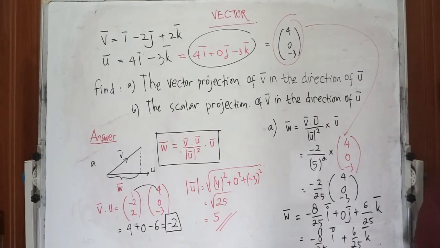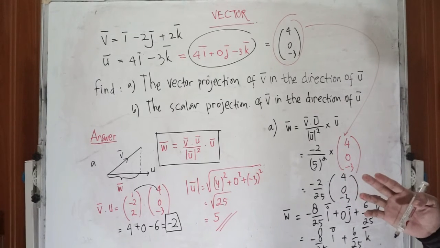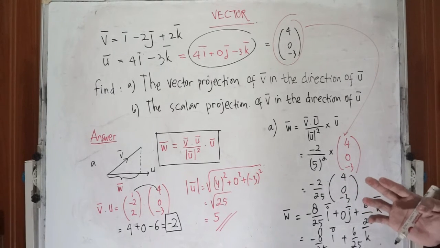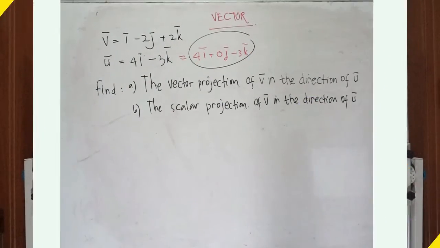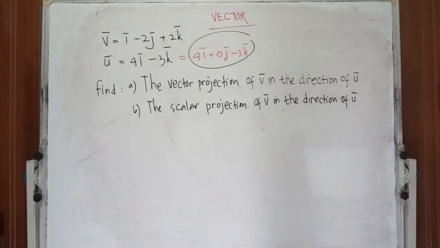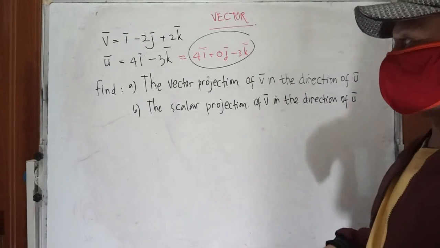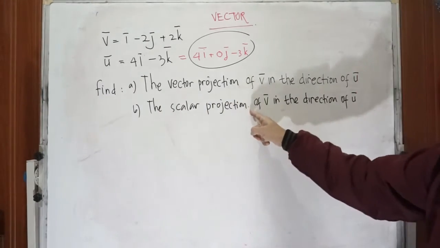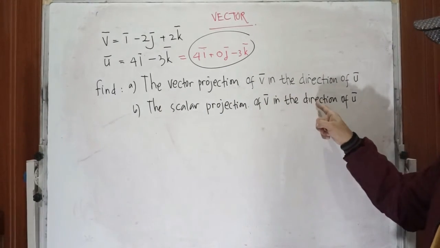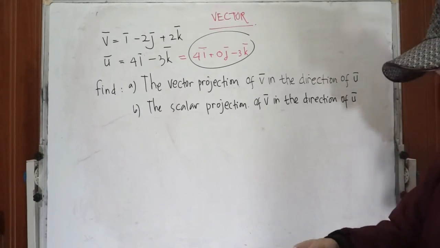Okay, so then, is it clear? This is the answer of question A. So, we go to answer question B. The question B is the scalar projection of V in the direction of U. Okay, the scalar projection.